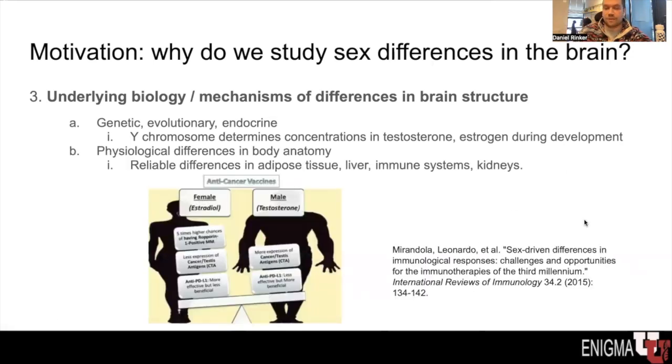Further, there are physiological differences in body anatomy. There's reliable differences between the sexes in adipose tissue, the liver, immune systems, and kidneys. And the difference in immune response is such that it's led to recommendations by clinicians to adjust concentrations of vaccines to target the differences in concentrations of antigens in males and females, particularly in anti-cancer clinical trials.